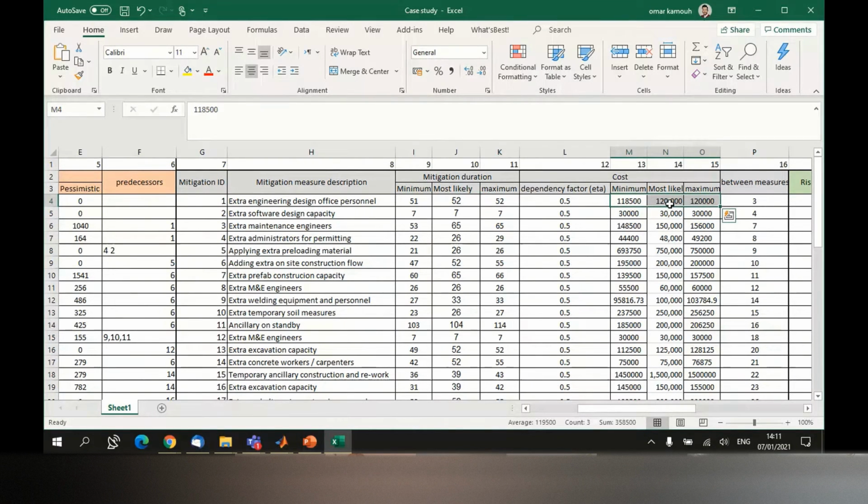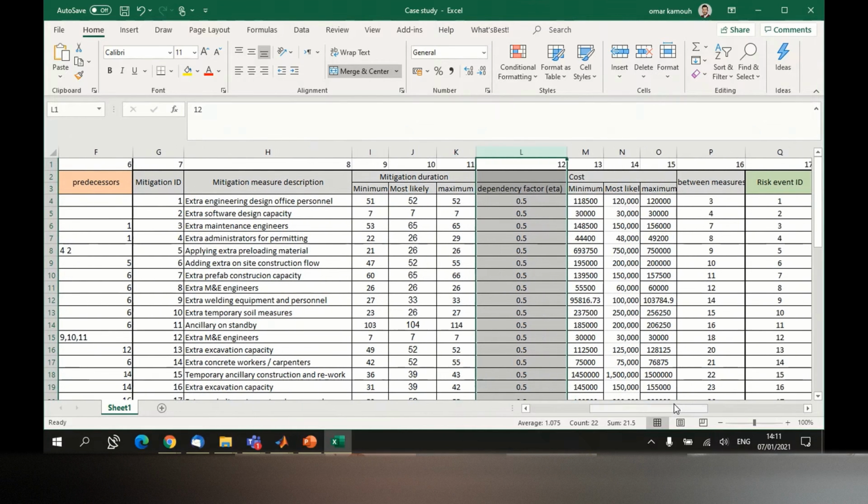You can decide to go for variation or the same value. For example, you can set the same value here if you know that your cost is going to be this much. Otherwise, you can allow for variation. Now, we have something called dependency factor that I don't want you to pay attention to for now. It's not really important for you.